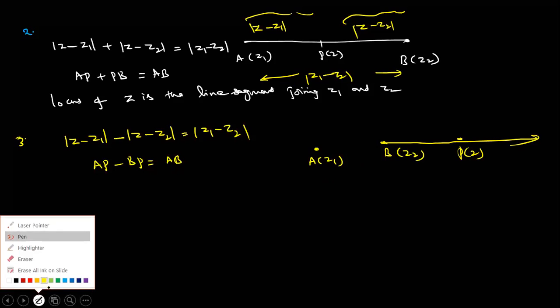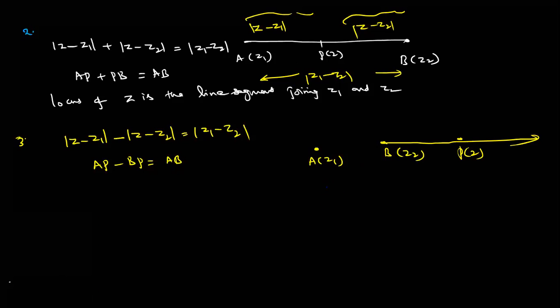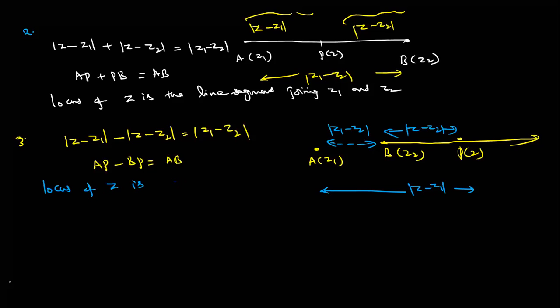I'm writing in a different color. See, this length is how much, dear students? Z minus Z1. See carefully up to here. This length is how much? Z minus Z2. What about this length? Z1 minus Z2. So what are you observing? Clearly, the locus of Z is a ray. That's all.